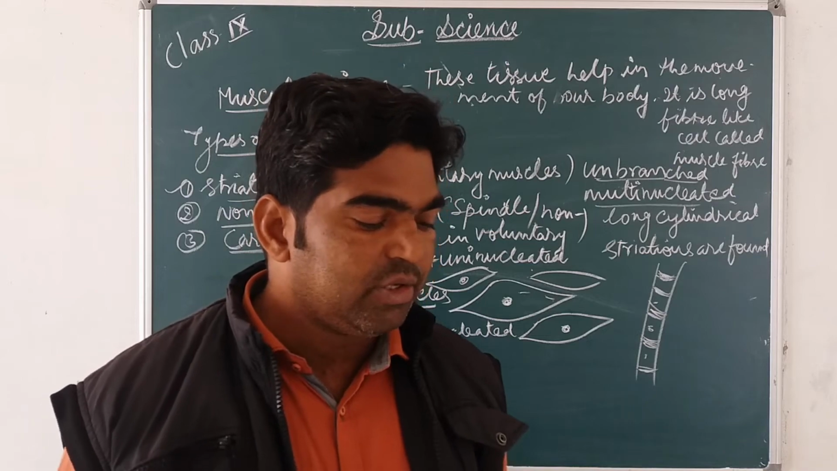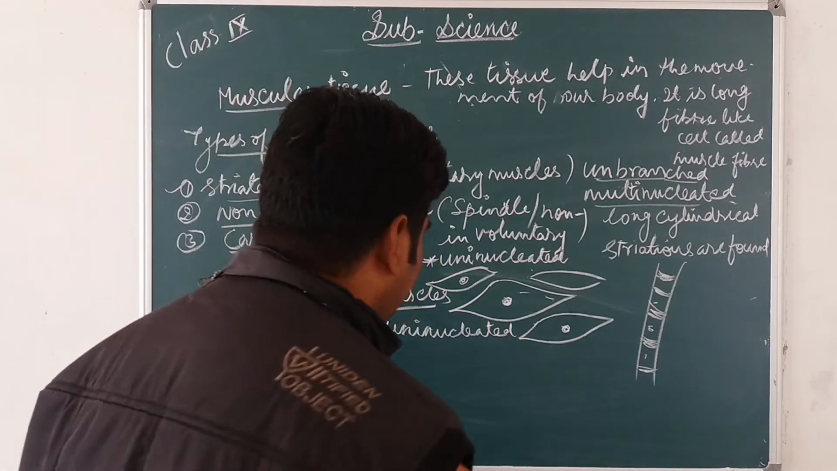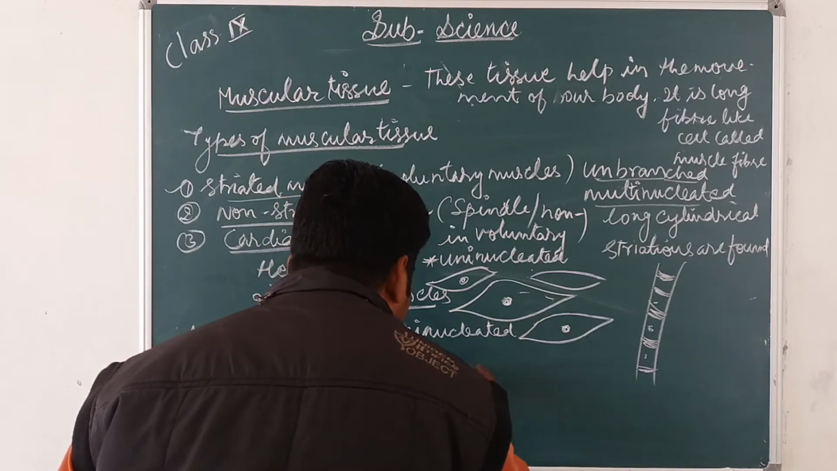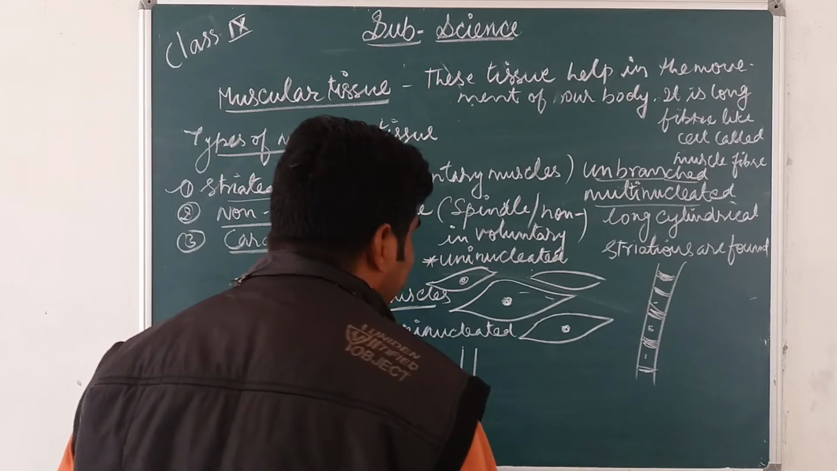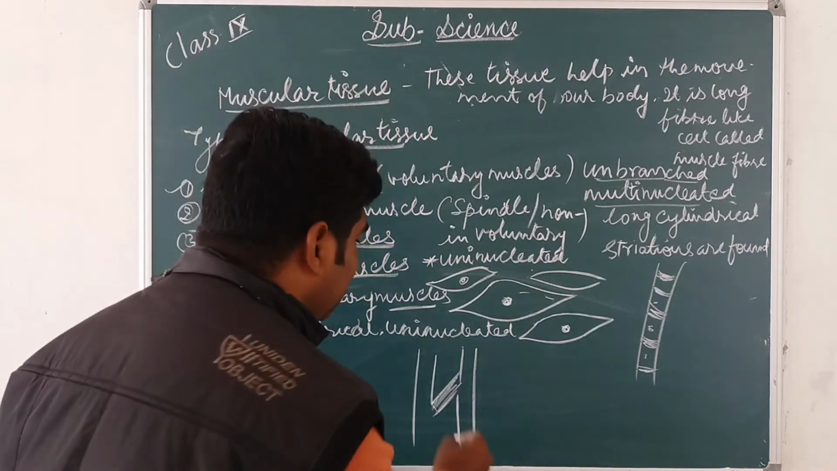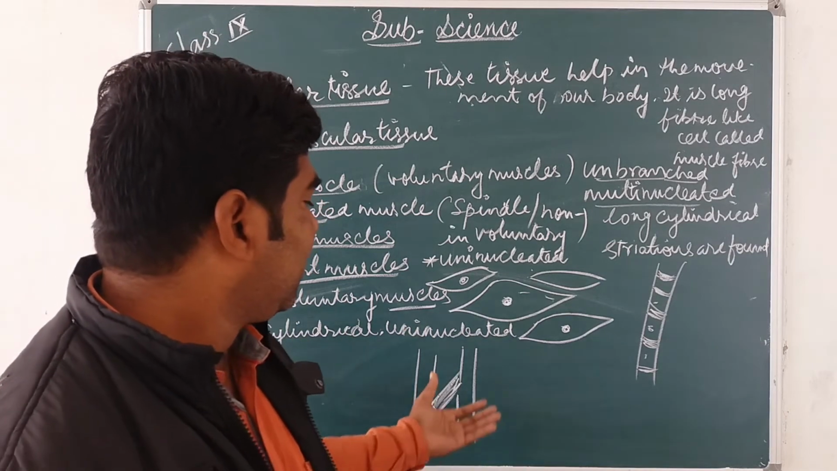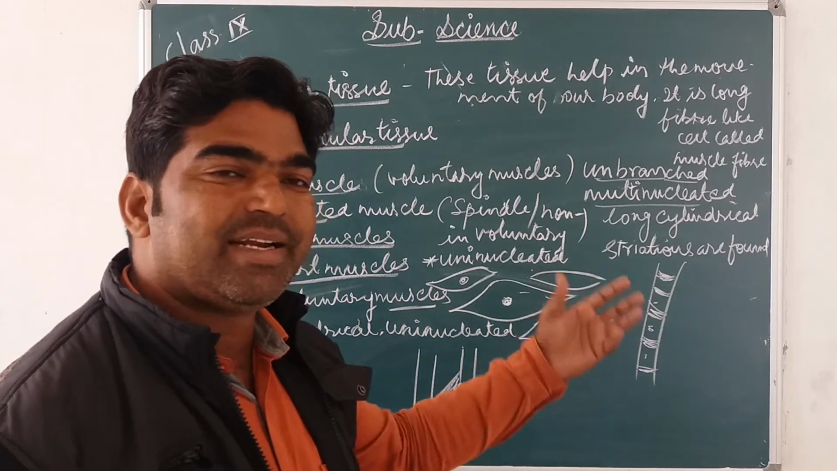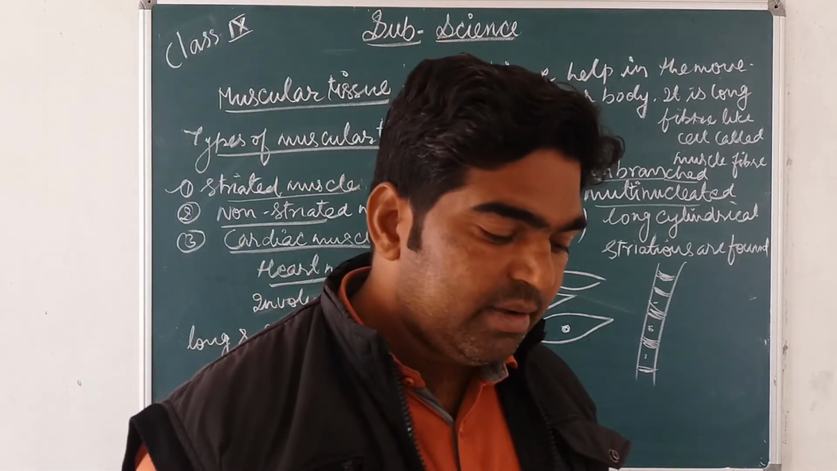Branches are united by the intercalated disc, and the branches look like this. You can see, this area is called the intercalated disc. This area is called what? Intercalated disc. It means this long cylindrical muscle is connected with this branching, and this junction is called the intercalated disc.